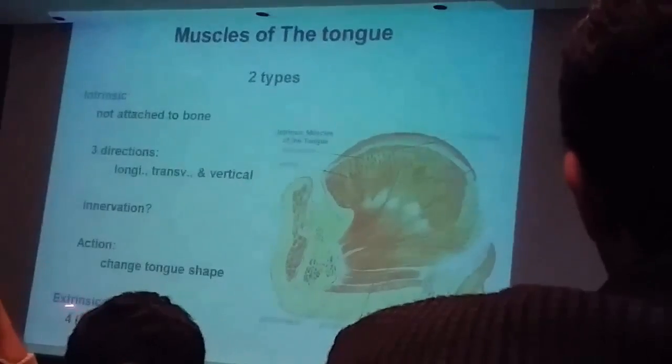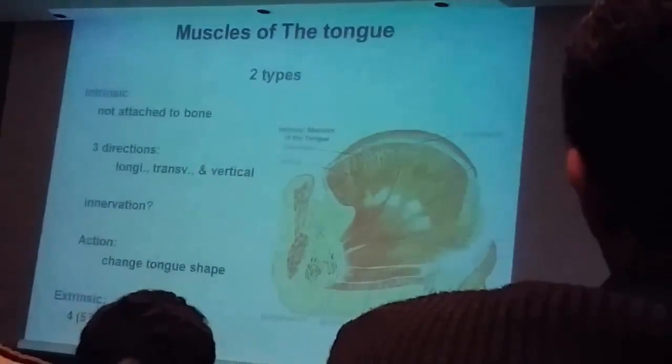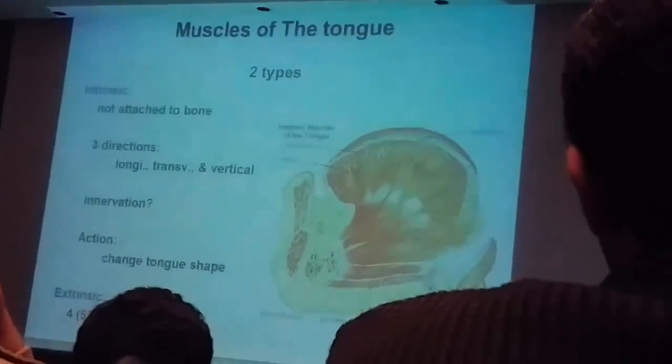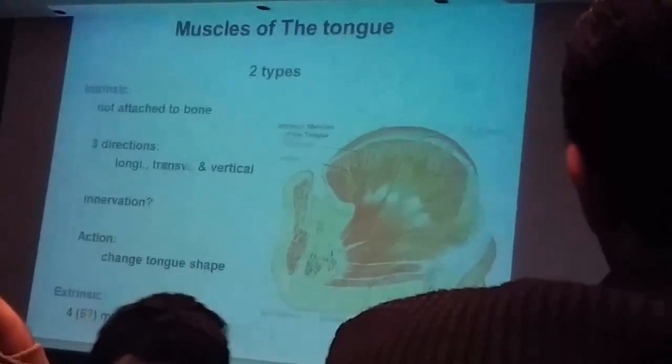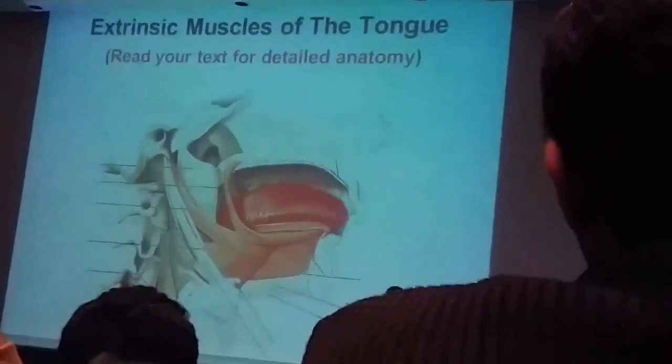The extrinsic muscles now: in textbooks of anatomy, there are 4 muscles. But actually there is another one. There are 5 extrinsic muscles of the tongue, not 4. But just to let you know, you need to stick with your textbook, that's fine.